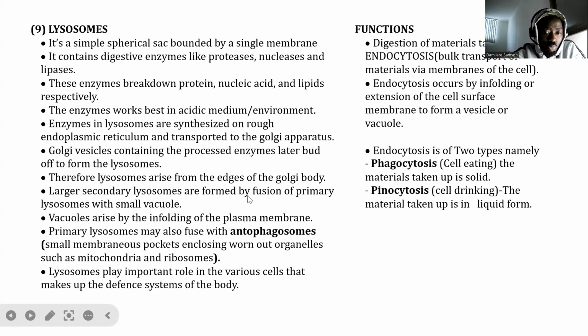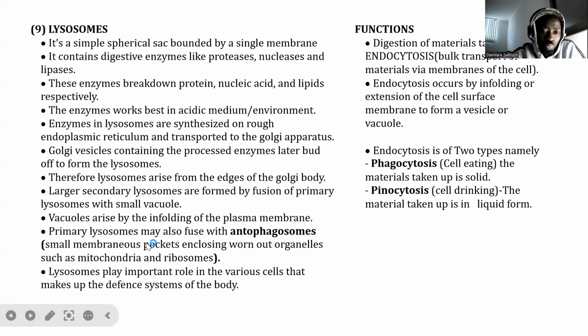Larger secondary lysosomes are formed by fusion of primary lysosomes. The smaller lysosomes form the larger lysosomes with a small vacuole. Vacuoles arise by the infolding of the plasma membrane. When there is infolding of the plasma membrane, then you have what? The vacuole. If you remember how the food vacuole in amoeba is formed, it is by infolding, folding inwardly. Infolding of the plasma membrane will give you the vacuole.